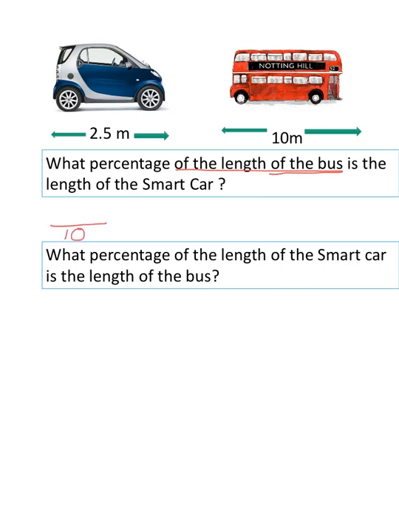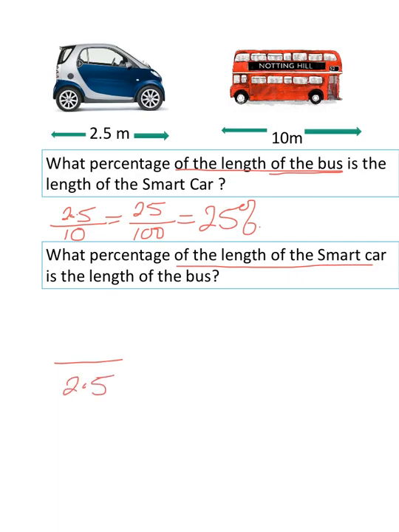So the total length we're looking at, what fraction of the length of the bus is the smart car? So we want 2.5 over 10. Remember, we can't mix decimals and fractions, so that will become 25, multiplying both top and bottom by 10. Gives me 25 over 100, so 25%. Now the second question says, what percentage of the length of the smart car, so of, that's going to be in our denominator, is the length of the bus? So that becomes 10 over 25.